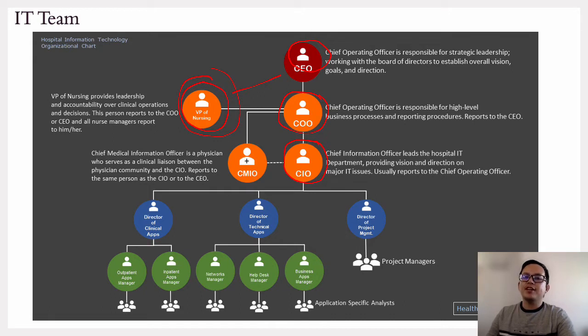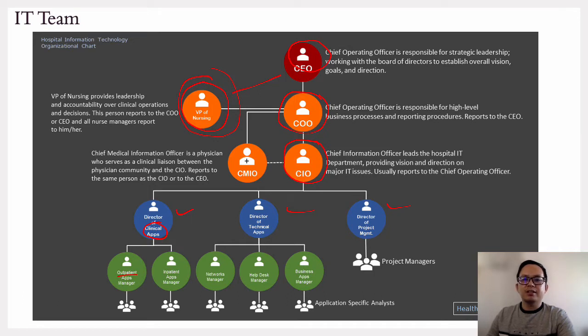Next, under the CIO are the directors. Here we have three directors, depending on the size of the hospital. Let's talk about the green circles first. The first is ambulatory clinical apps. We'll talk about the clinical apps first, outpatient. This manager is over the clinical analysts who support software and related processes for outpatient and specialty clinics. They support the following software products: EHR, you know EHR, right?